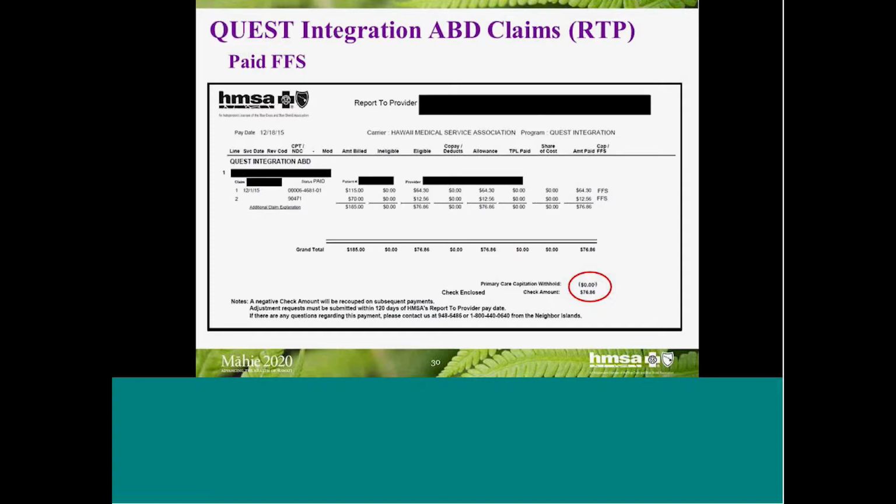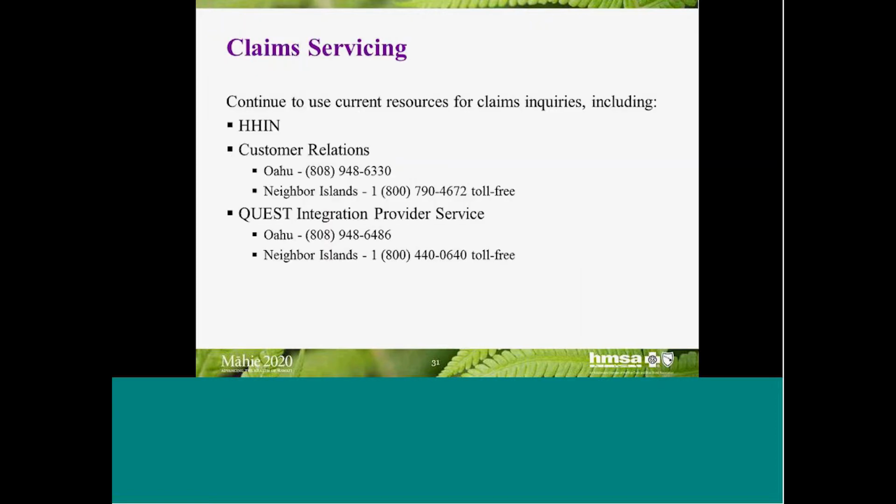And here's a sample for our age blind disabled members. Each line is indicated with FFS, or fee for service, and you will be paid a separate check for these claims. So for claim servicing, please continue to use the same online and telephone resources you have been using for claims inquiries, and those are the numbers you see here on your screen.